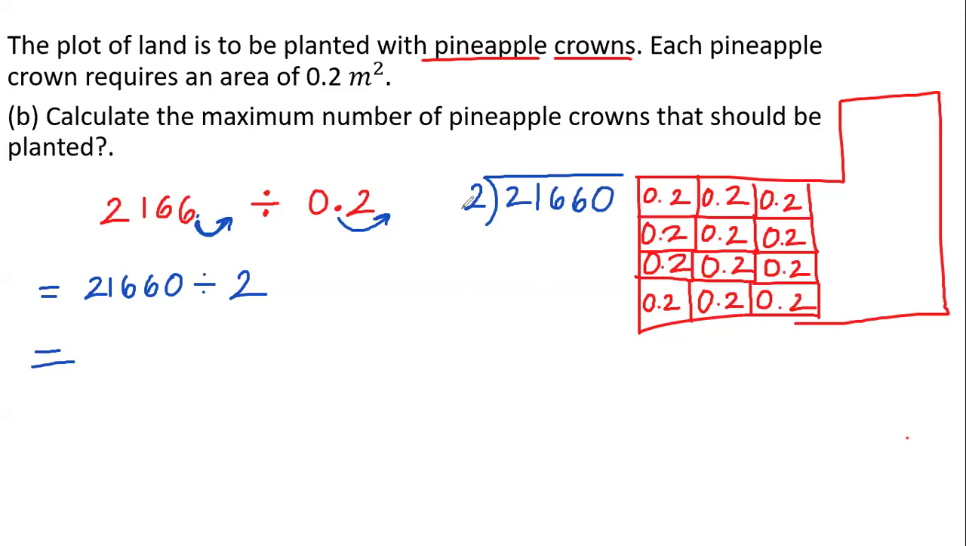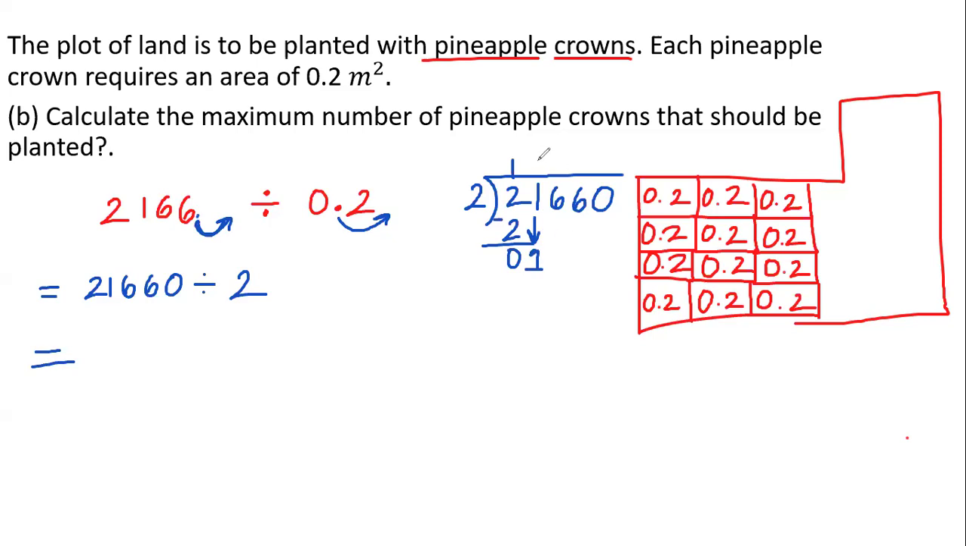How many times does 2 go into 10,000? How many times does 2 go into 2? Once. 2 times 1 is 2. 2 minus 2 is 0. Bring down the 1. How many times does 2 go into 1?